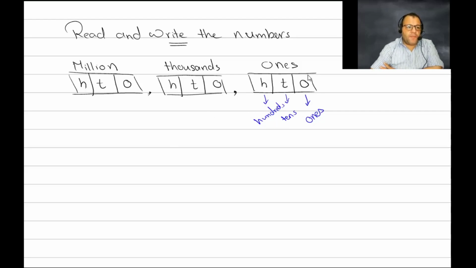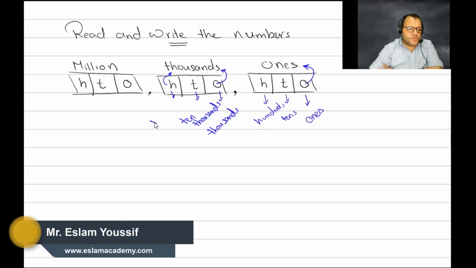For the second family, the ones place is the name of its period. So the number which lies at the ones here is called thousands. Its place is 1,000. The second digit lies at the tens, in which period? In the thousands period. So its place value will be 10,000. The third digit is hundreds, in the thousands period, so it will be 100,000.